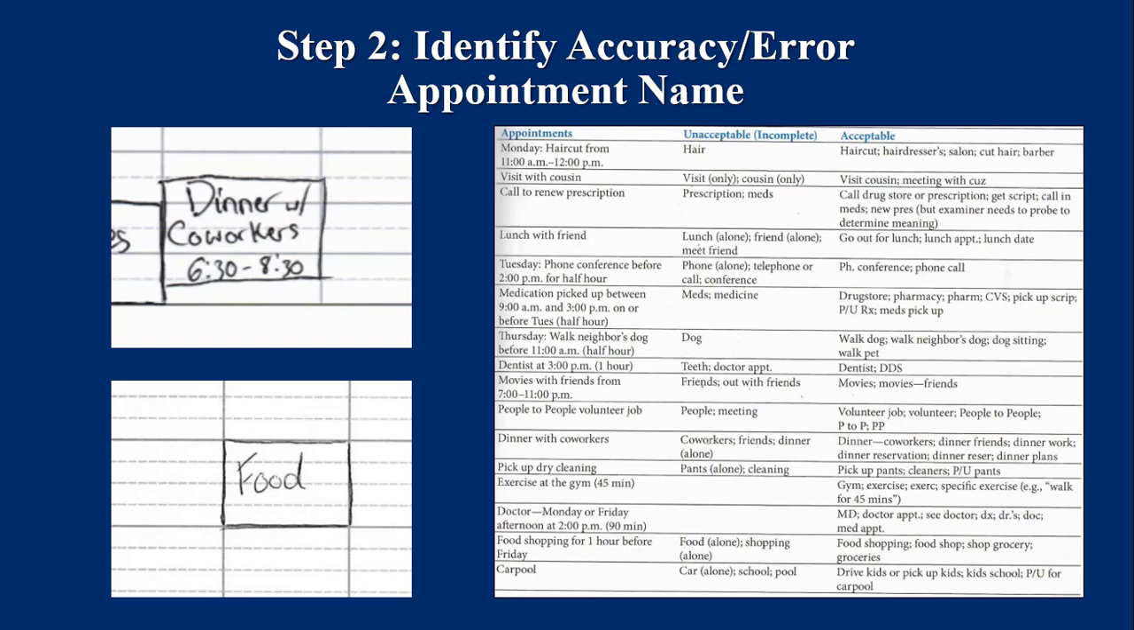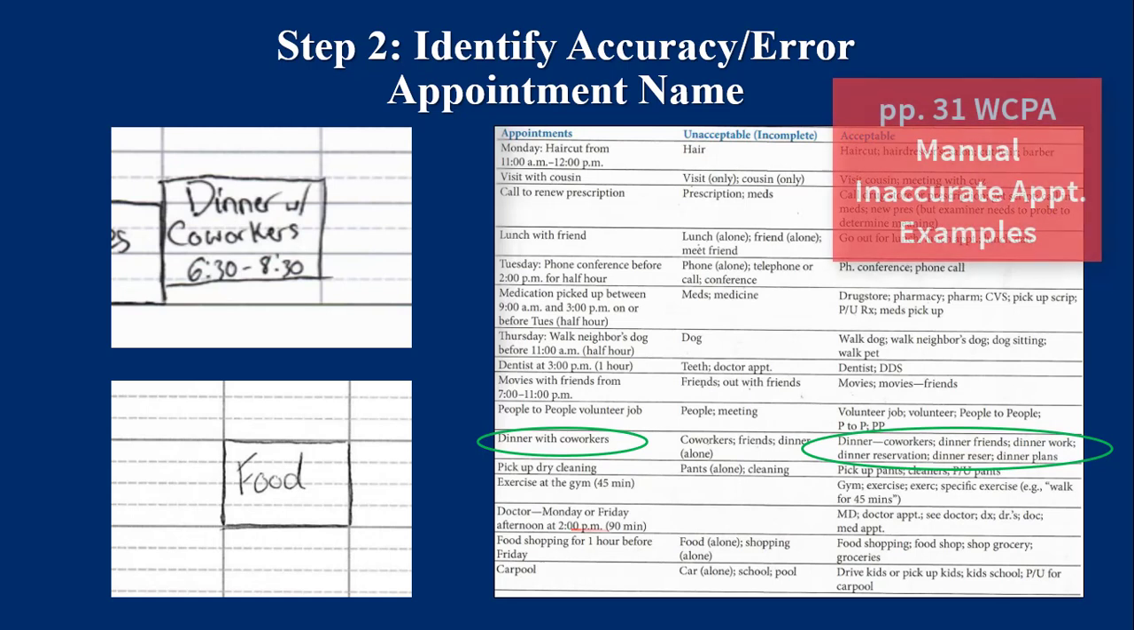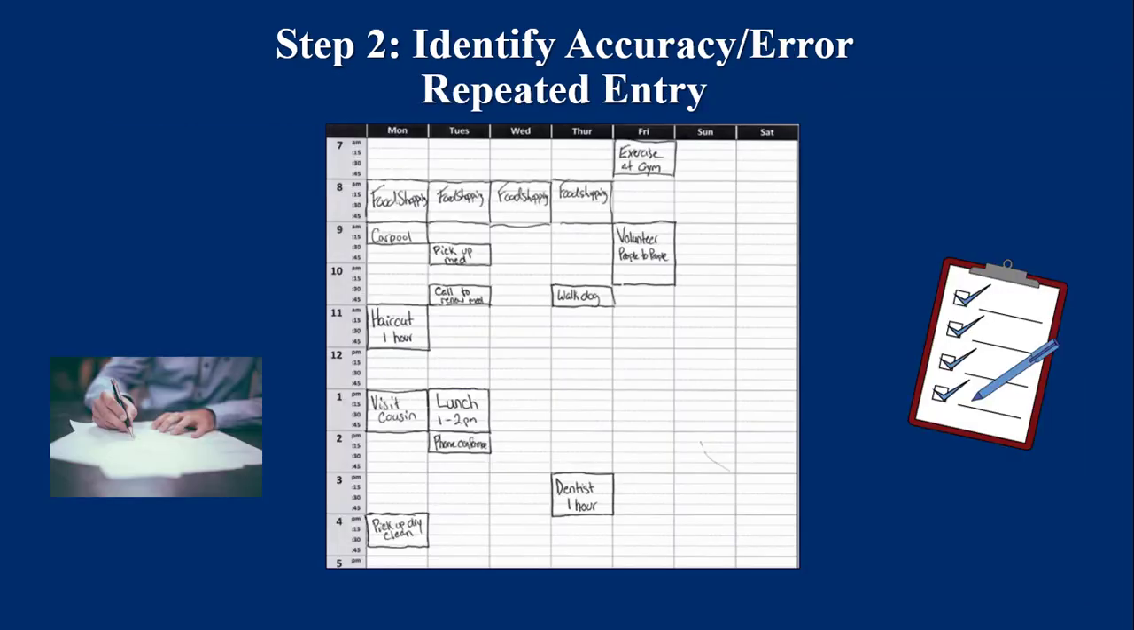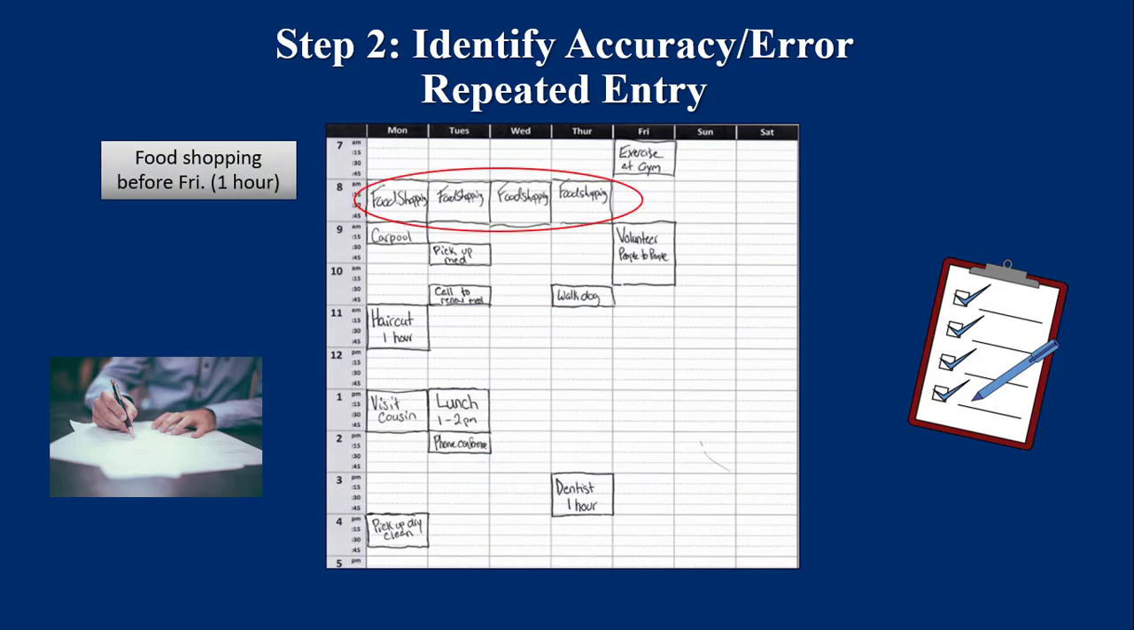Additionally, the client must enter an understandable appointment name. The client receives an error if the meaning of the appointment is not completely clear. Dinner with coworkers is accurate because the meaning is completely clear if another person were to read it. Food is an error because the full name, food shopping, was not entered. Each appointment must only be entered once in the calendar. As shown here, food shopping was a repeated entry and should be marked as an error.